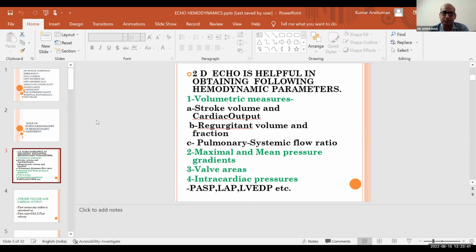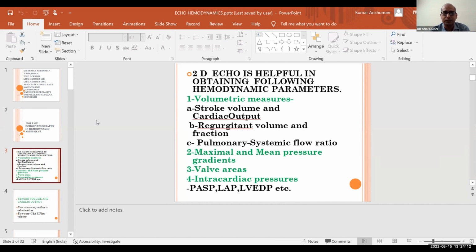The second part is maximal and mean pressure gradients, across valves or any defects like ASD, VSD. So we have to see the pressure gradients. Then come the valve areas, and then intracardiac pressures like pulmonary artery systolic pressure, left atrial pressure, left ventricular diastolic pressures, etc.